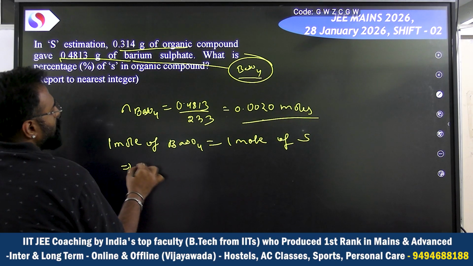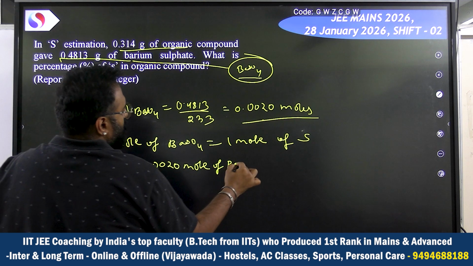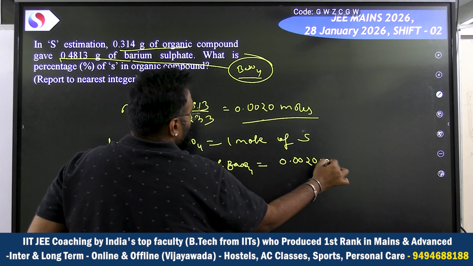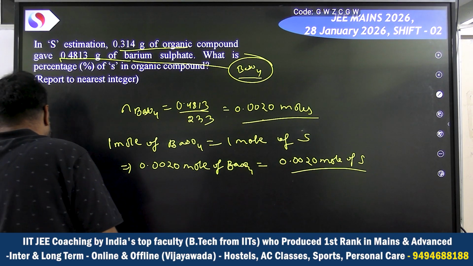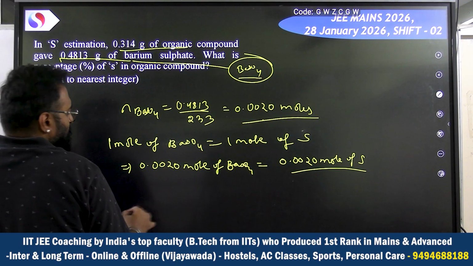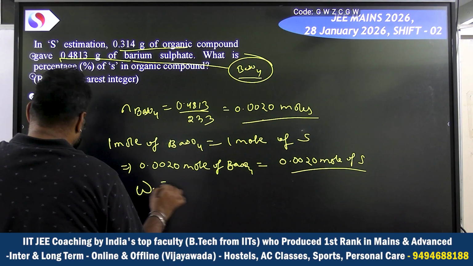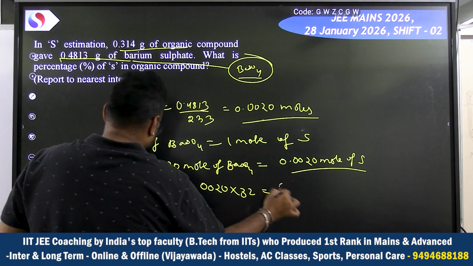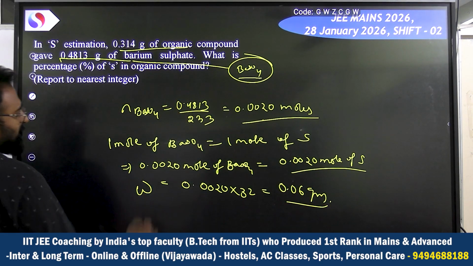So 0.0020 mole of BaSO4 will be equal to 0.0020 mole of sulfur. So moles of sulfur is how much? 0.0020, correct? And we need to find the weight. So the weight will be 0.0020 into 32. So this will be nearly 0.06 grams. This is the weight of sulfur.